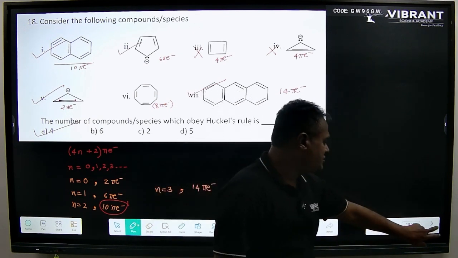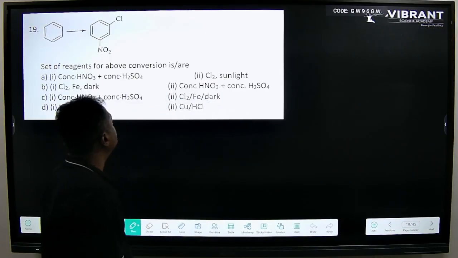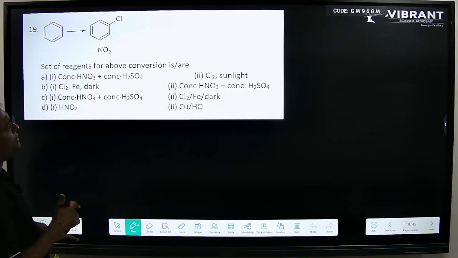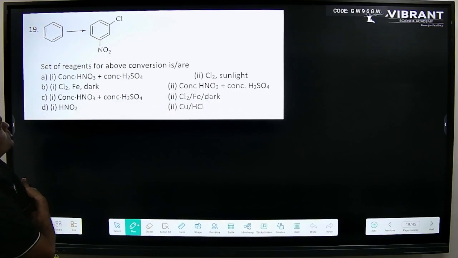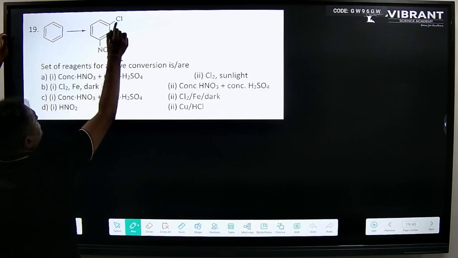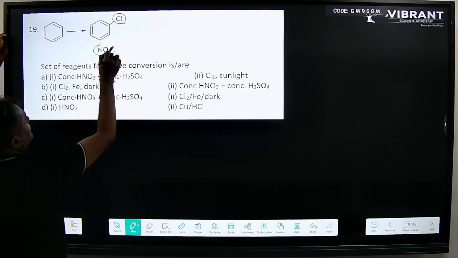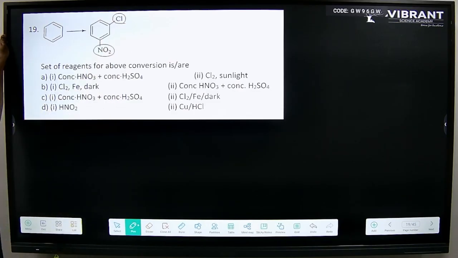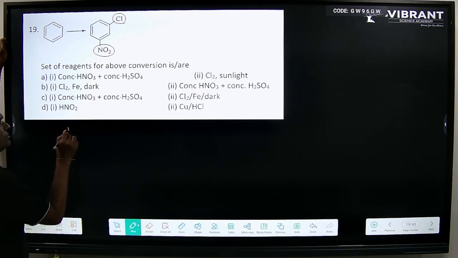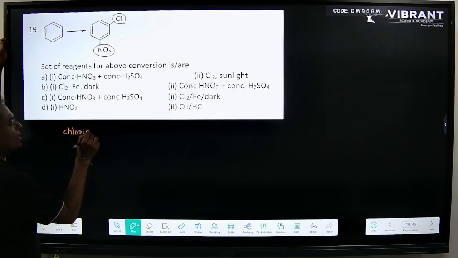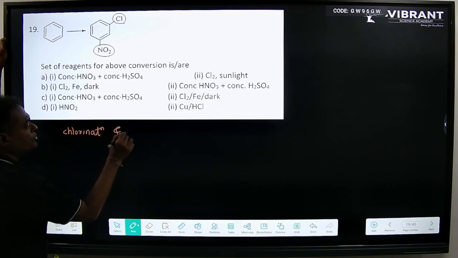Let us see the next question. What do you have on the screen? We have done this type of question before. Over here, this is a benzene ring and it has 2 groups, one is chloro and one is nitro. Benzene likes to undergo electrophilic substitution. The question is which group will enter first? There are only 2 groups, so you have to carry out chlorination and nitration.